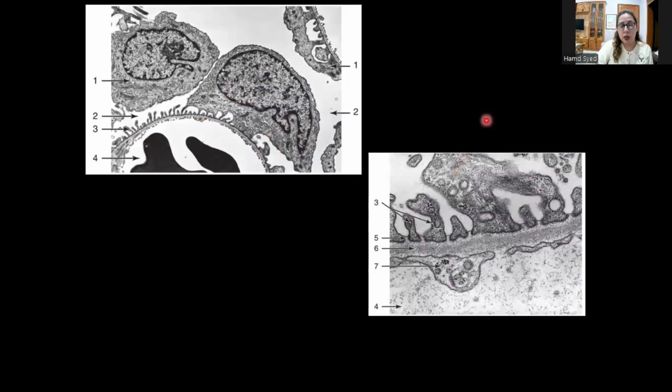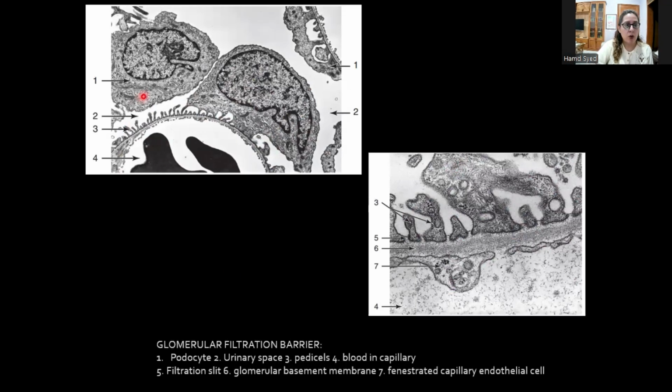Now let's look at a few electron micrographs, and in that particularly the glomerular filtration barrier can be visualized in detail with the help of an electron micrograph. So number 1 over here is the podocyte, number 2 the urinary space, number 3 you can see are the pedicels, that is the secondary processes of the podocyte, and then number 4 you can see is the blood within the capillaries, and number 5 over here, if we look at it in a higher magnification, these are the filtration slits which are present between the pedicels.